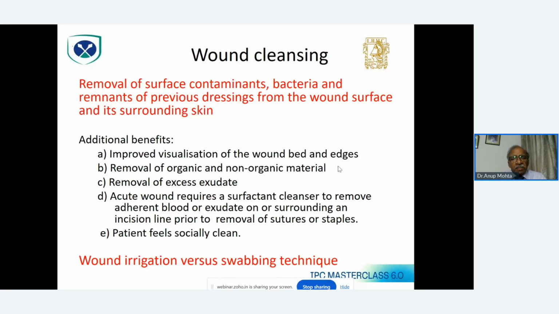Now, again, another controversy or point of discussion is whether we should perform wound irrigation or wound swabbing. Irrigation is reportedly supposed to be better because it is non-traumatic and causes less pain, but swabbing may be required when the irrigation alone is not able to remove the foreign body or biological or non-biological tissue material stuck to the wounds or suture line.